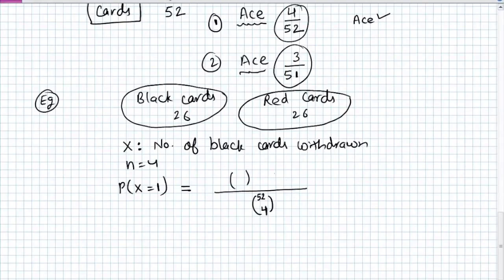In the numerator, we make room for 2 situations. First one, let's say this is for black, and second one is for red. So we are interested in getting exactly one black card when 4 cards are drawn. So out of 26, how many ways can we get 1? The remaining should come from red. So out of 26, how many ways can you get 3 red cards? Notice that 26 plus 26 is 52 and 1 plus 3 is 4.